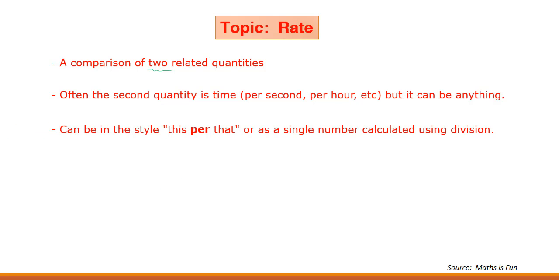The next point is that it can be written in the style this per that. For example, we can write the rate in the form of a fraction, like P over Q, where one quantity is usually the numerator and the second quantity is usually the denominator, and this division sign we call per. That is, for that division sign we use the word per.